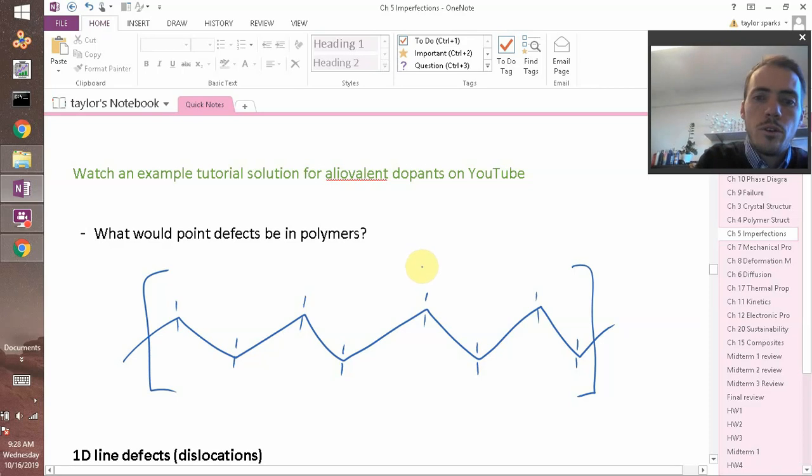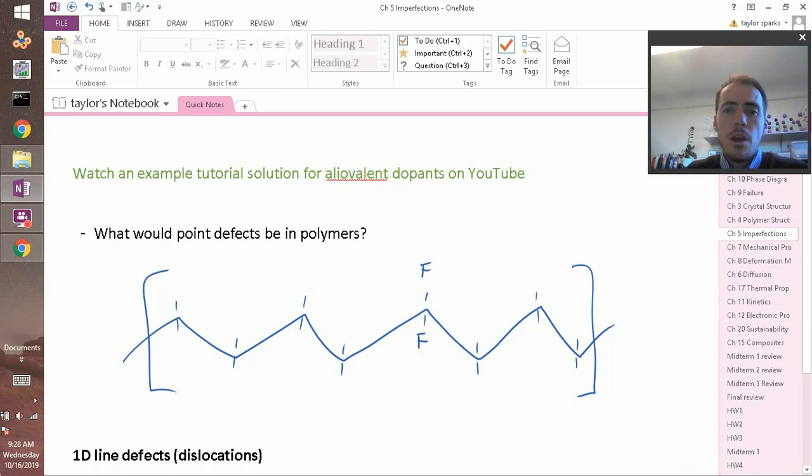For example, what if you had an inserted fluoropolymer, something that would have looked like Teflon? Instead of carbon bonded to two hydrogens, maybe in one spot on the chain, and it's not repeated, it's just in a single spot, it has the wrong thing bonded in, the wrong monomer. So that'd be like a point defect.